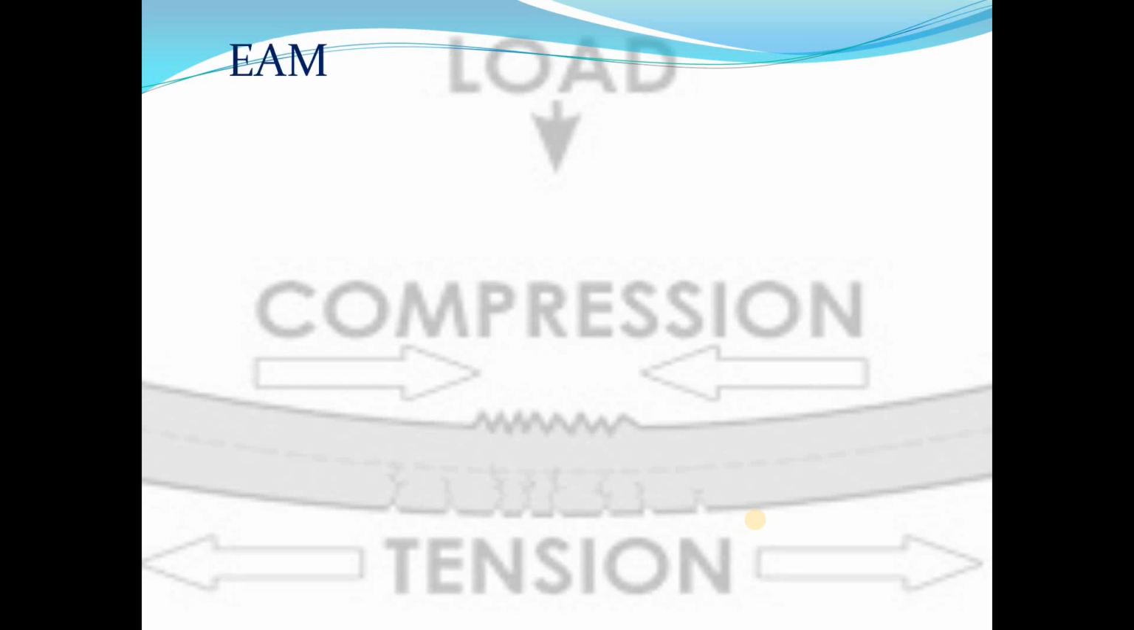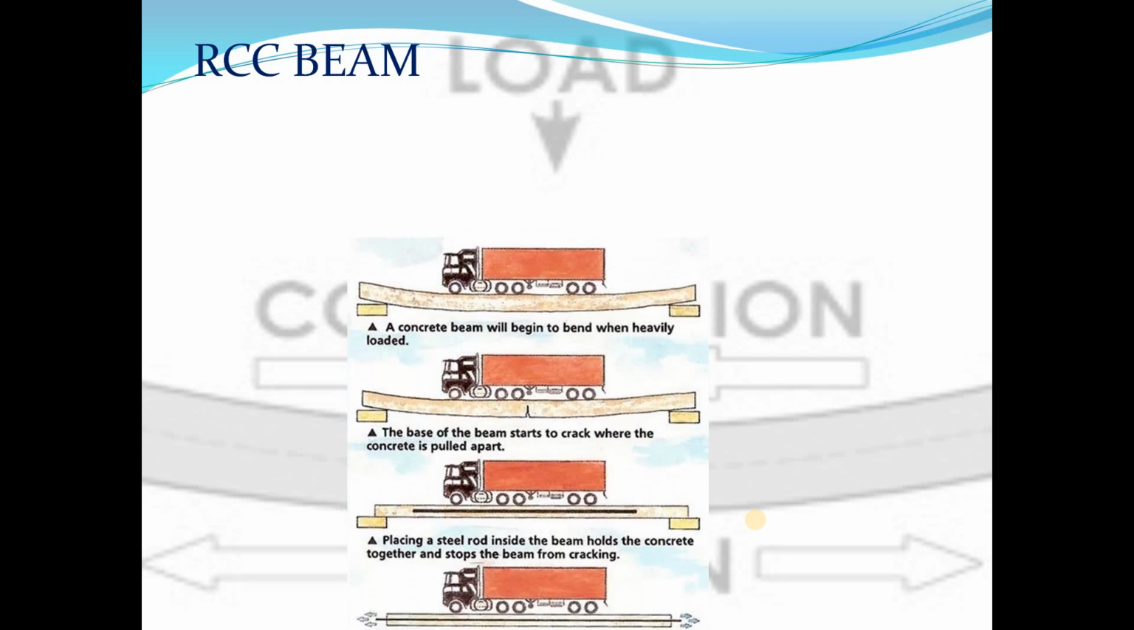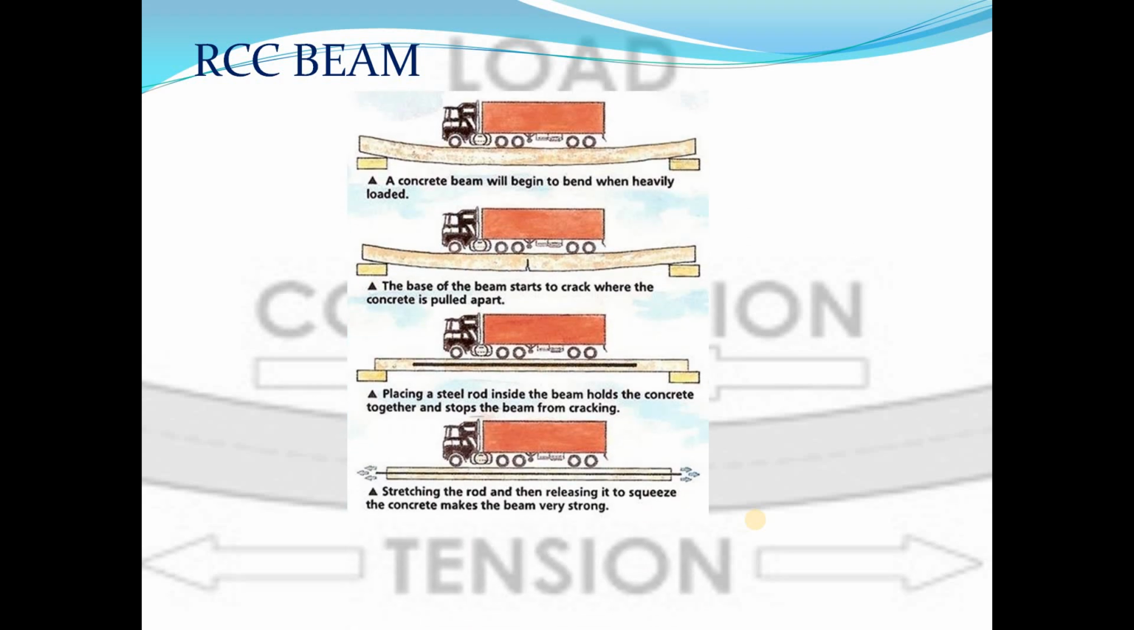So how to get rid of this problem? To get rid of this problem, we can use reinforcement in cement concrete beams. So we find RCC beams. This picture is saying that a concrete beam will begin to bend when heavily loaded. The base of the beam starts to crack where the concrete is pulled apart from the bottom because it is subjected to tension. By placing a steel rod inside the beam, the rod holds the concrete together and stops the beam from cracking. Stretching the rod and then releasing it to squeeze the concrete makes the beam very strong.